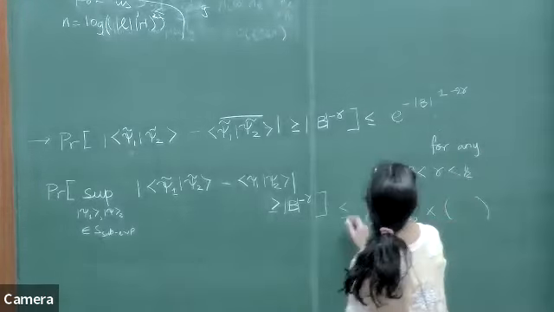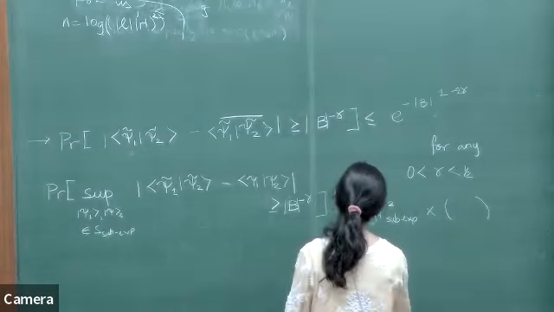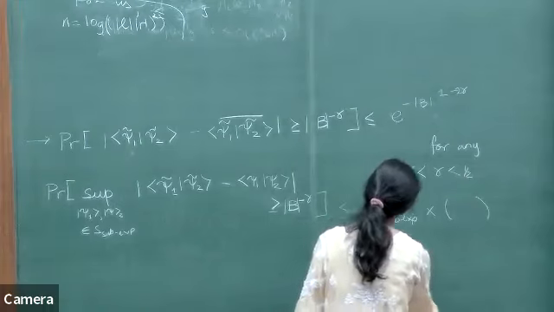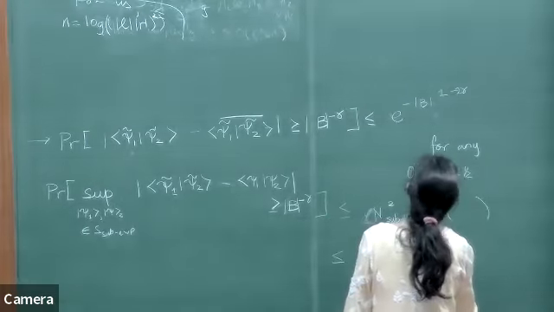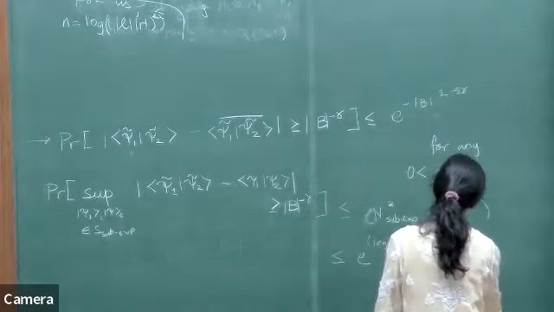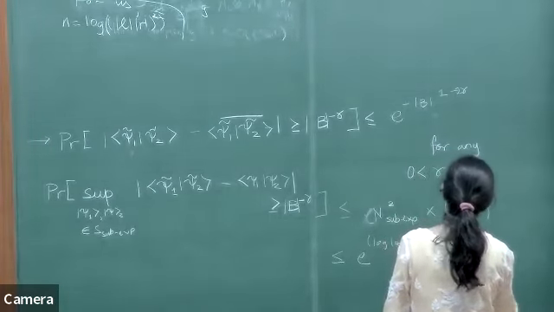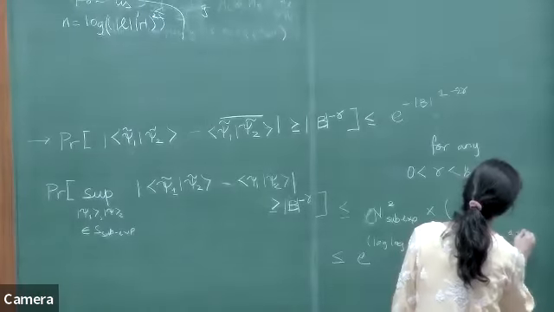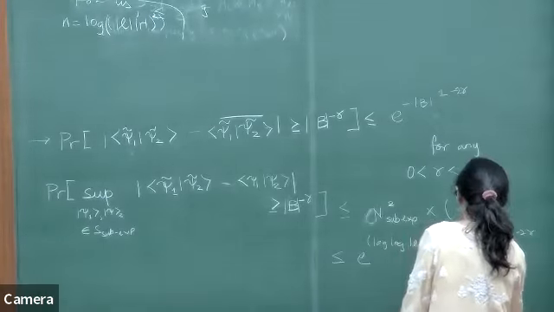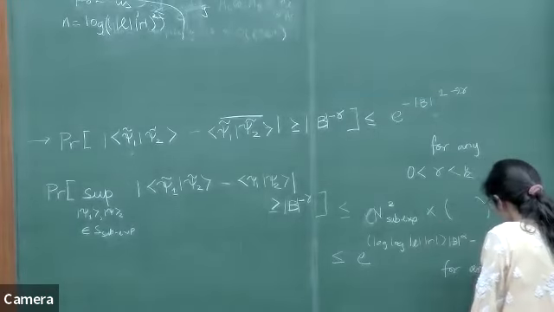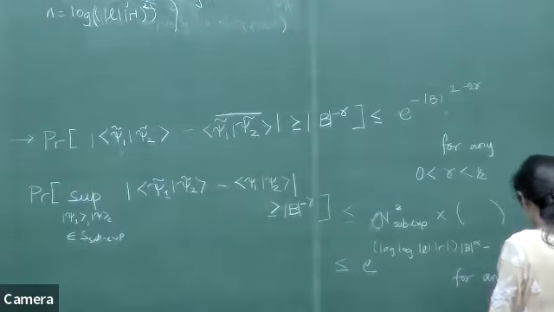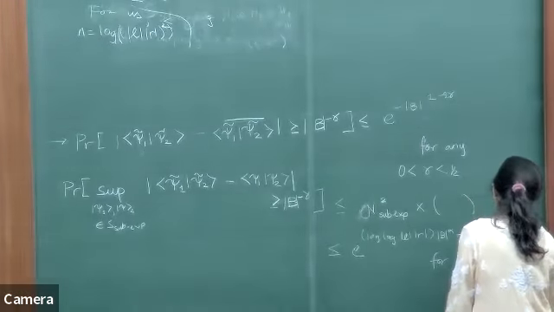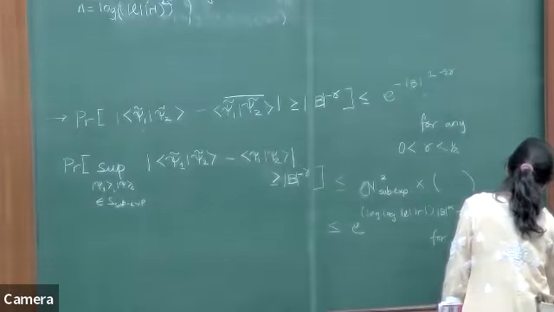Yeah, so then if I just write out both of those factors, then it looks like e to the log LR times b to the alpha minus b to the 1 minus 2 gamma. And recall that this was for any alpha greater than 0 and for any gamma with 0 less than gamma less than 1/2.